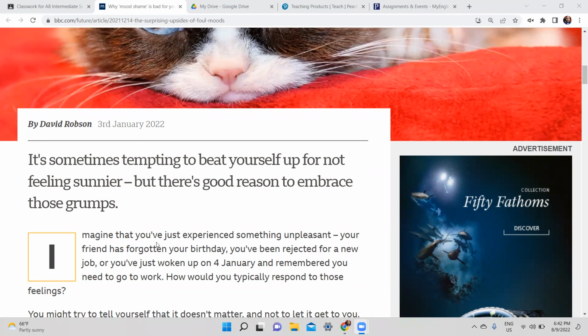But here is like pelear con algo. And here, when you beat yourself up, it means peleas contigo mismo. Or even you punish yourself. Te quieres castigar por no sentirte feliz. All right? That's what they are telling you. Es tentador, ¿no? Castigarte, golpearte a ti mismo en un sentido metafórico, right? Cuando no te sientes feliz, when you're not feeling happy, right? But there's a good reason, pero hay una buena razón to embrace those cramps, ¿no? Para aceptar esos gruñidos. It means the other emotions that you have, all right?